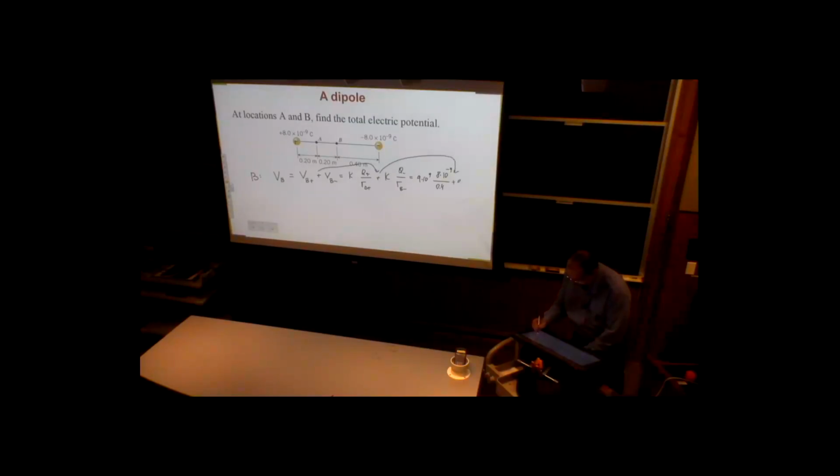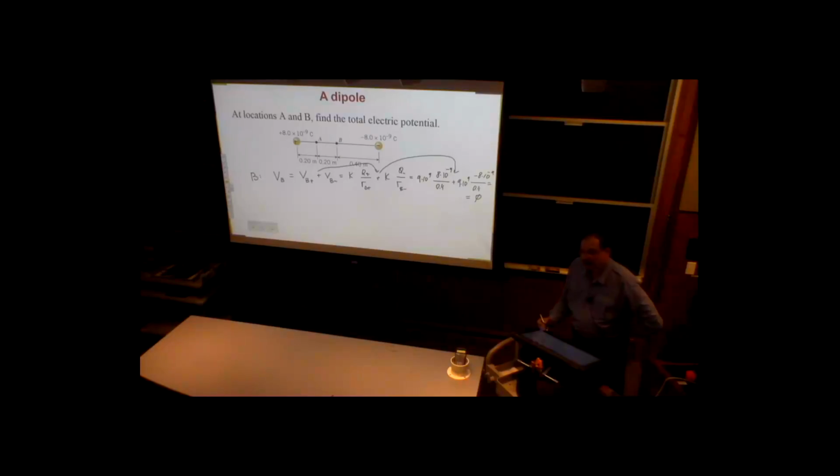What do we need to add? We need to add the electric potential of a second charge generated at the same point B. So the distance now has to be measured from a negative charge to point B. Now we have to take a calculator and add these two numbers. And the result is 0. They cancel each other out.